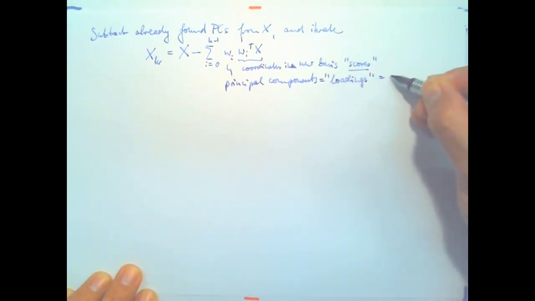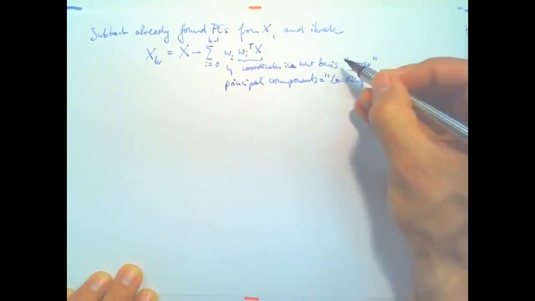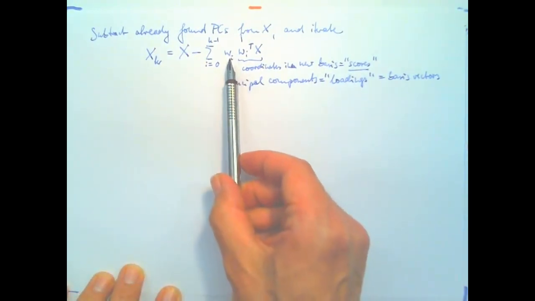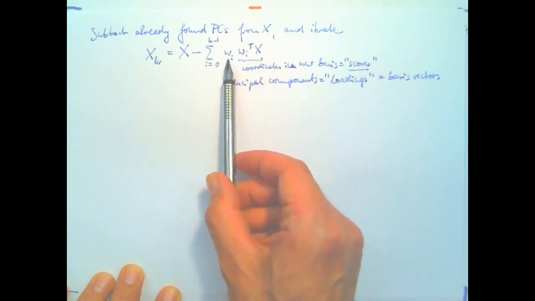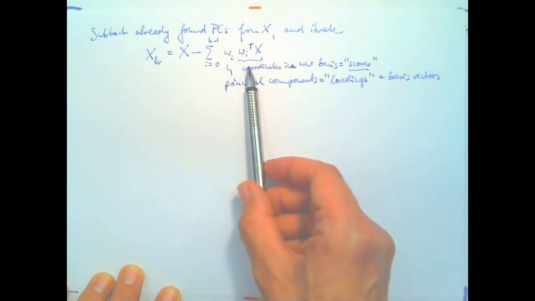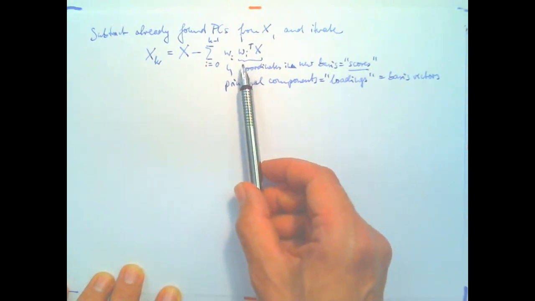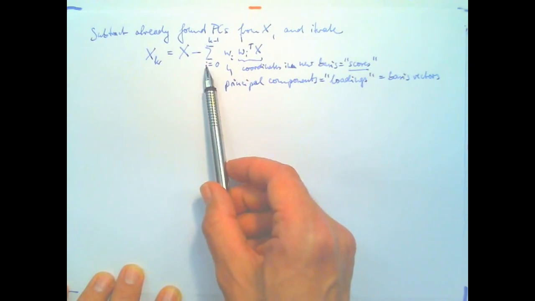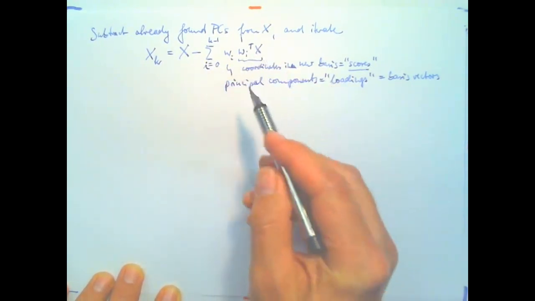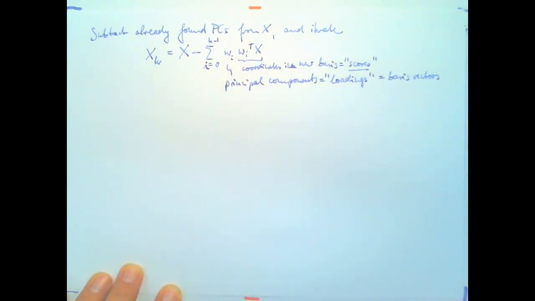These are the vectors of the new basis. And this here is an outer product between one vector and another vector. So overall, this whole thing is a rank 1 entity. And I now subtract a number of rank 1 approximations in terms of the first, second, third, and so on principal component from my original data matrix.